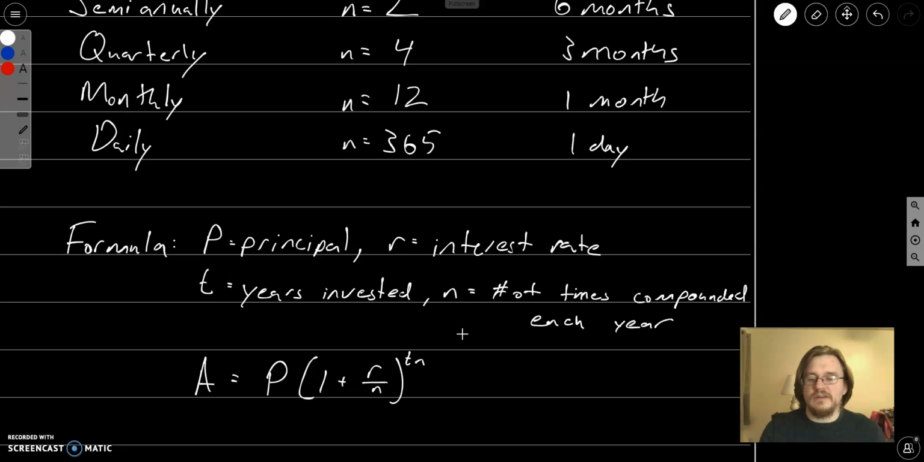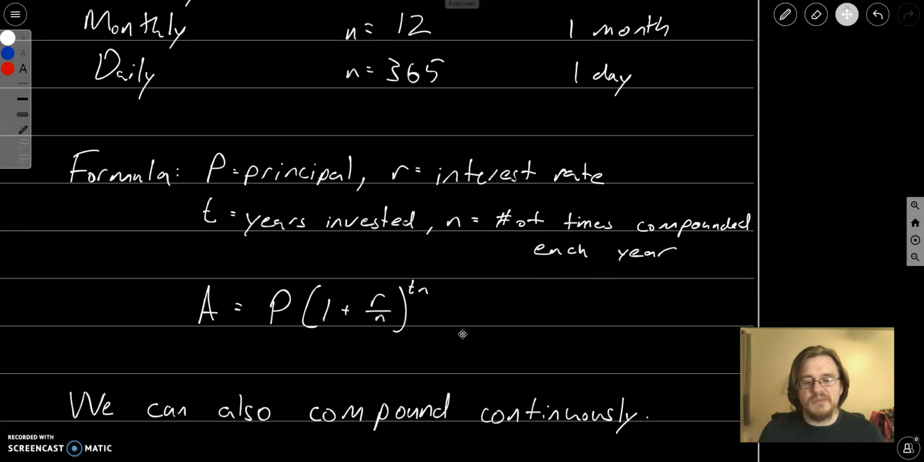So I won't go through this derivation, but essentially we divide R, the rate, by N. So if we're compounding N times a year, we'll divide our rate by N. But we also need to see how many time periods have we gone through. So it's going to be how many years the interest has been accruing, but also how many periods each year we will be compounding in. So this is P times 1 plus R over N to the T times N power.